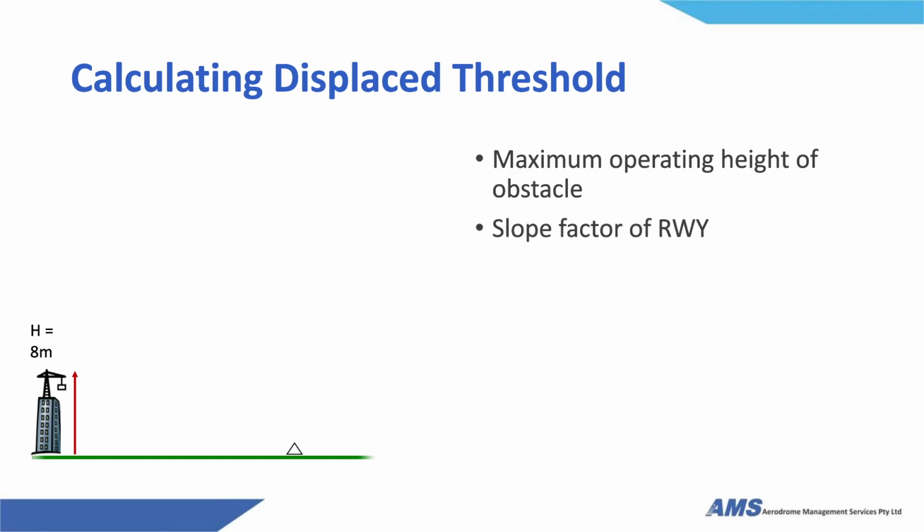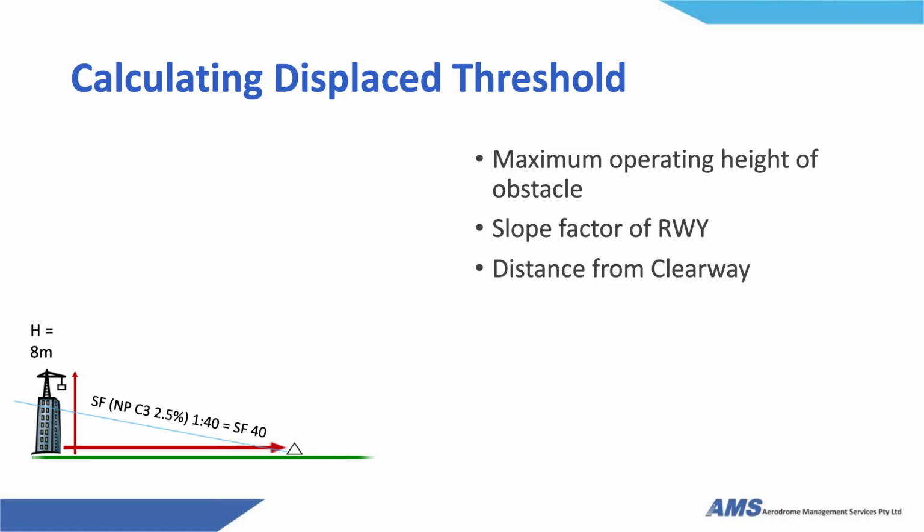We then have to calculate the slope factor of the runway. Slope factor is the approach surface. In this example, we have a slope factor for a non-precision Code 3 runway of 2.5%. That gives us a ratio of 1 in 40, or a slope factor of 40. We have to measure the distance of the obstacle from the clearway. The clearway is identified with the use of our gable markers or large white cones. For this example, the distance from the clearway is 120 meters.